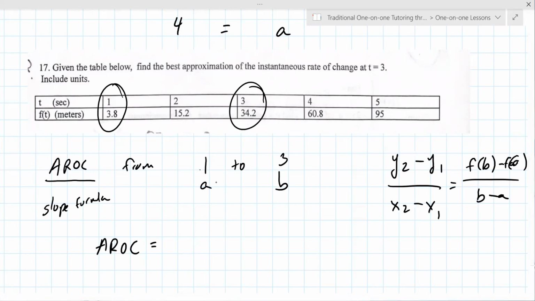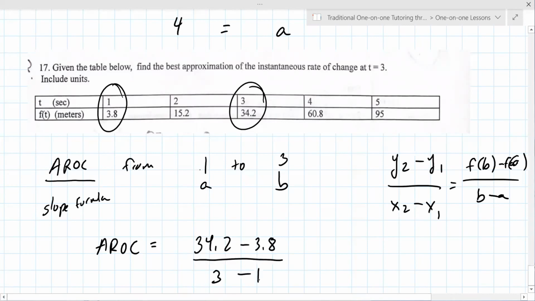So then it's 34.2 minus 3.8 over 3 minus 1. So, I don't know, something over 2. So it's whatever it is over 2. You'd probably get nicer numbers.